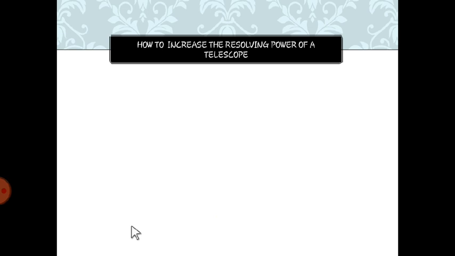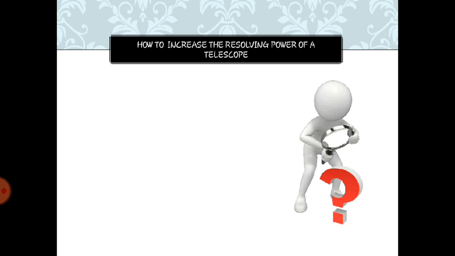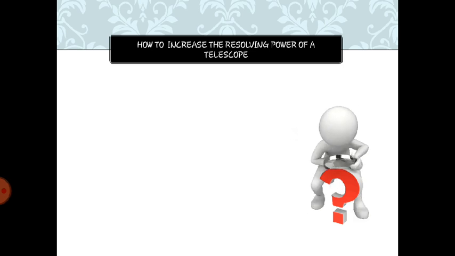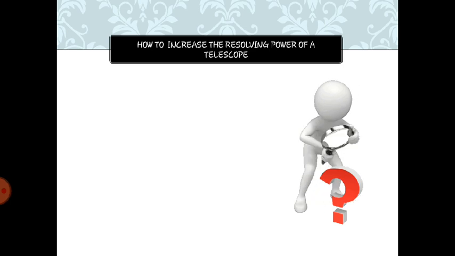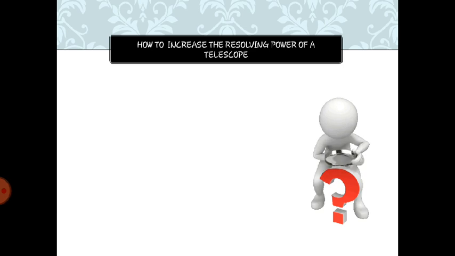Now how to increase that? This is a very important and interesting question. How can we increase the resolving power of a telescope? As we have seen, what is the formula for that? It is d divided by 1.22 lambda. So we can say that resolving power can increase when the diameter of the objective is increased.